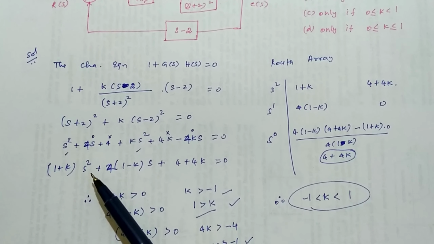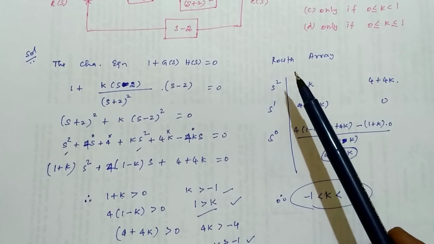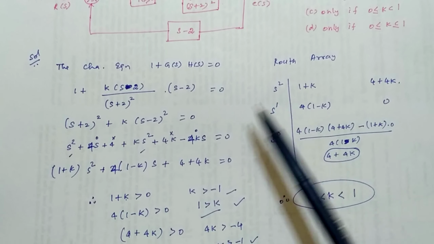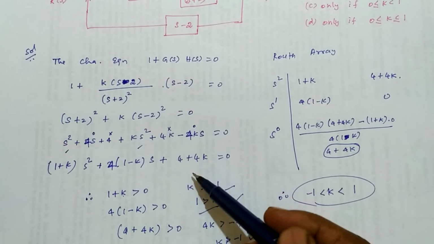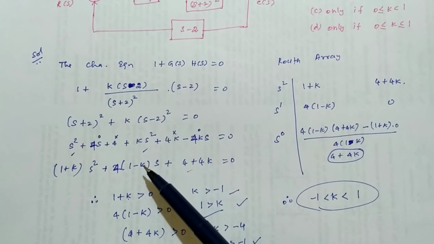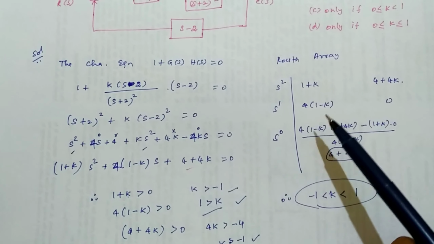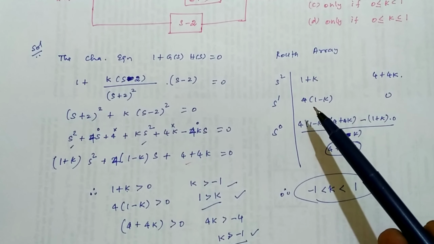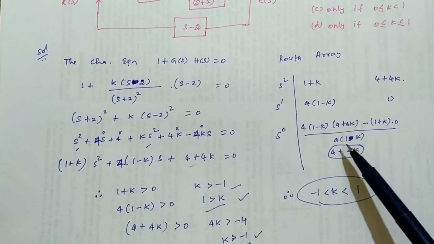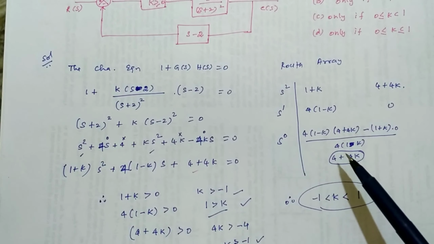For this characteristic equation, we form the Routh array. The s square coefficient is 1 plus k, the s power 0 constant is 4 plus 4k, and the s power 1 coefficient is 4 into (1 minus k), 0. Cross multiplying and applying the Routh array rule, we get the s power 0 term as 4 plus 4k.